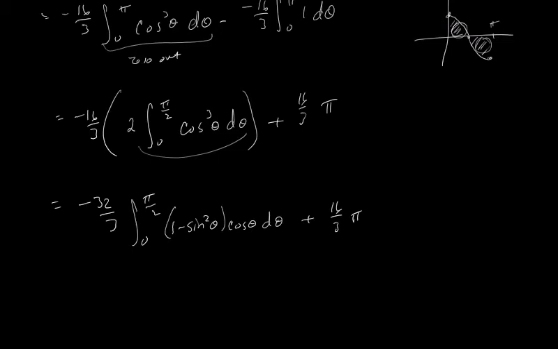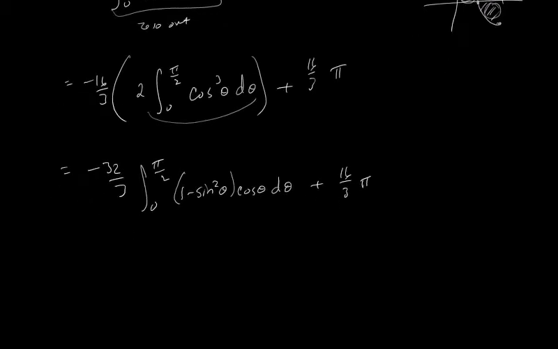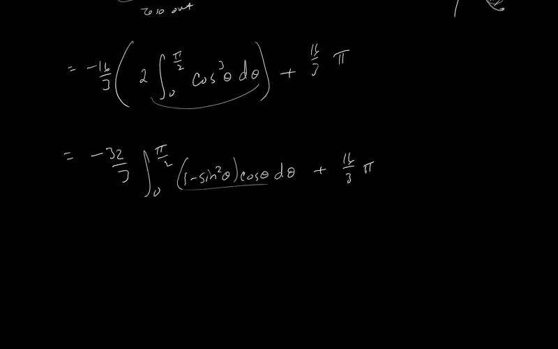All right, so now I can do a u substitution here without too much difficulty. I'm going to let u be sine of theta, then du is cosine theta d theta, and I've got a nice substitution there. So let's do that. This is negative 32/3 times the integral from 0 to pi over 2, but that was when we were working with theta. Now I'm going to be working with u.